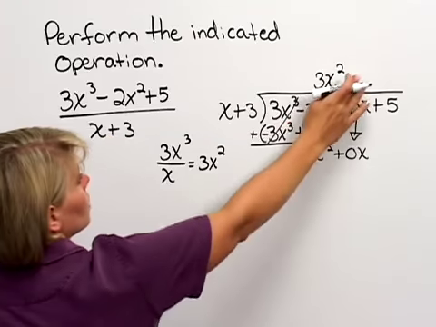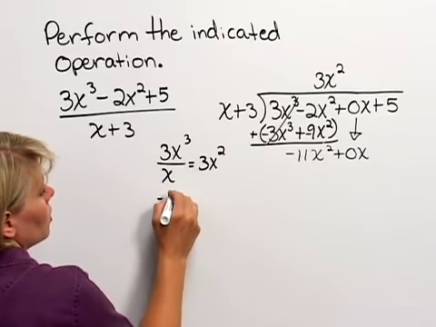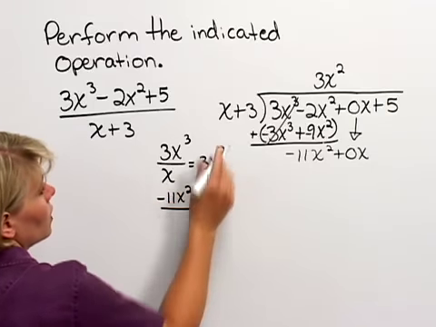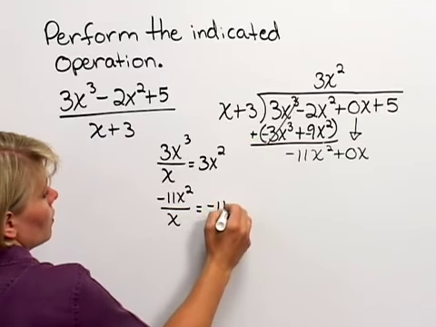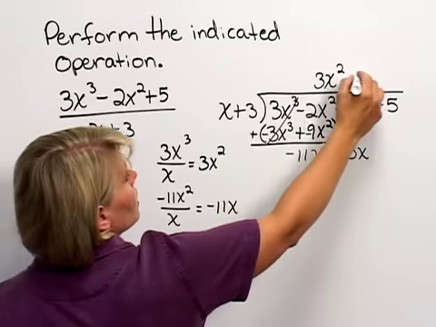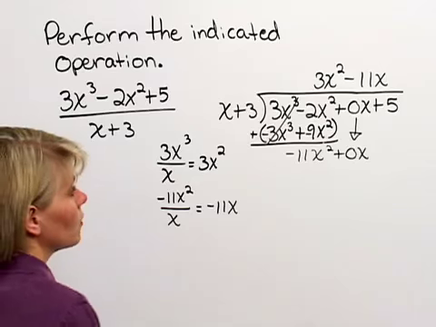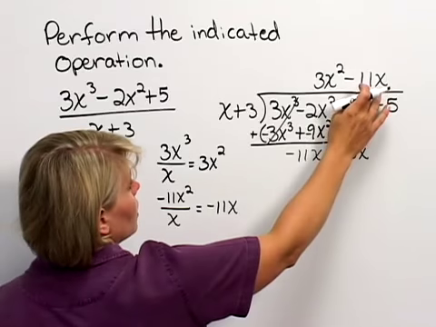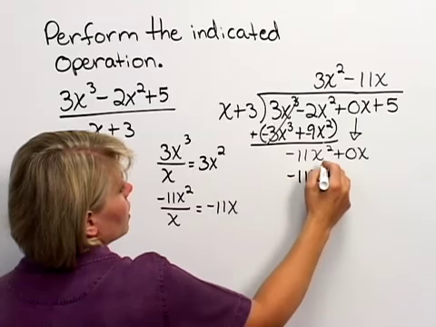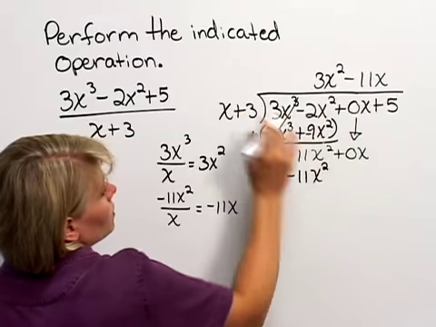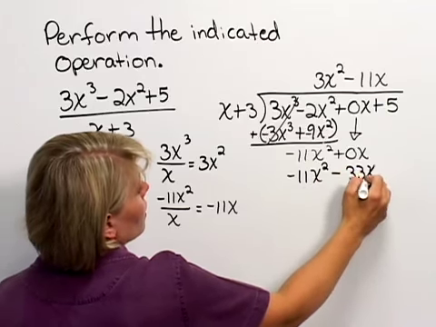Now we need to figure out what to put up for our next term up here. So we take the negative 11x squared and divide it by the x out front, which is negative 11x. So we have negative 11x as our next term up there. Distributing our negative 11x times x is negative 11x squared. Negative 11x times 3 is negative 33x.